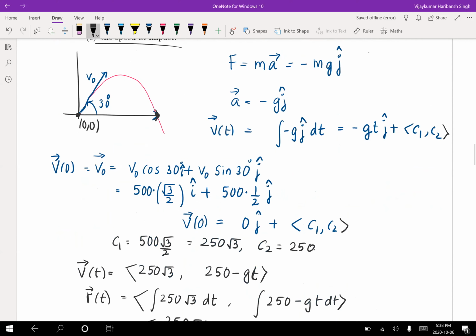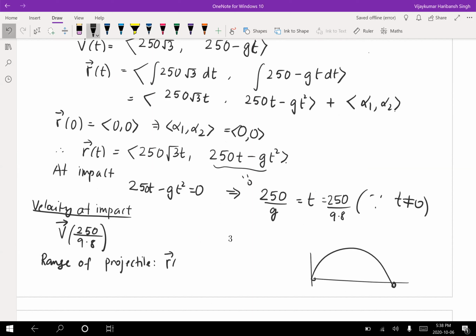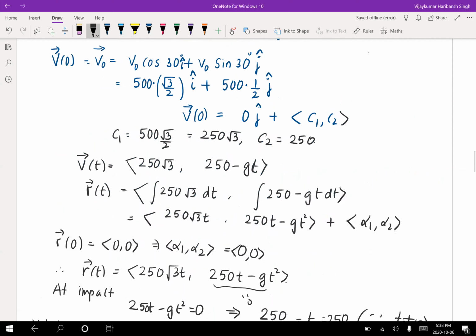The range of the projectile is basically how much you moved in the x coordinate. So it's going to be r of the final impact point, which is 250 by 9.8, minus r of 0, which is 0. So you just need to find r of 250 by 9.8. And then the maximum height achieved.